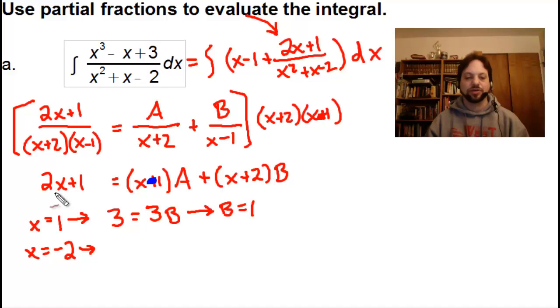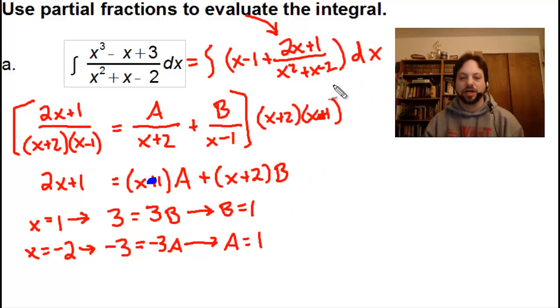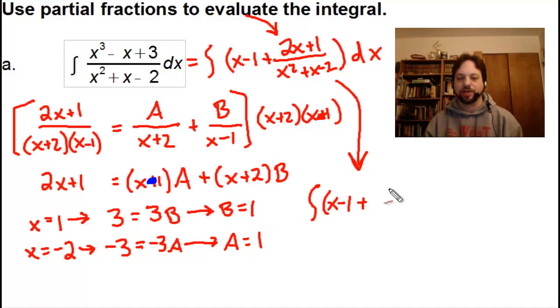So if x equals negative 2, on the left side, you see I'd get negative 3. On the right side, this would be negative 3a. And again, this would cancel out, which was the whole point. And doing a little bit of algebra there, we get that a is also 1. Well, this integral problem just turned into, check this out, the integral of x minus 1 as was already given, plus this ugly thing, which we just found out equals a over this plus b over this, with these values for a and b. That's 1 over x plus 2 plus 1 over x minus 1.